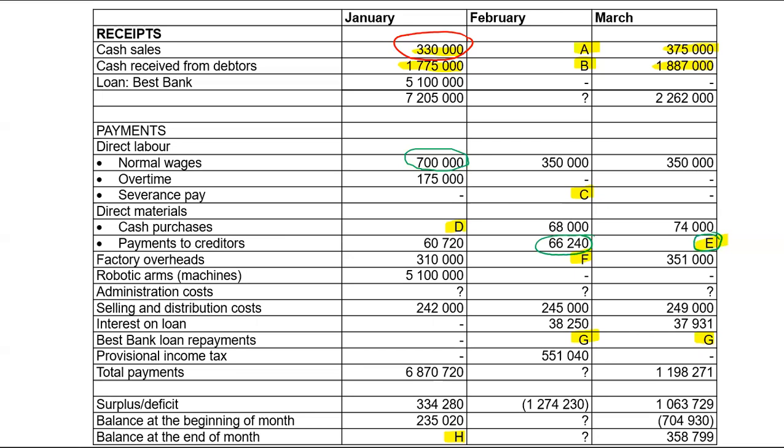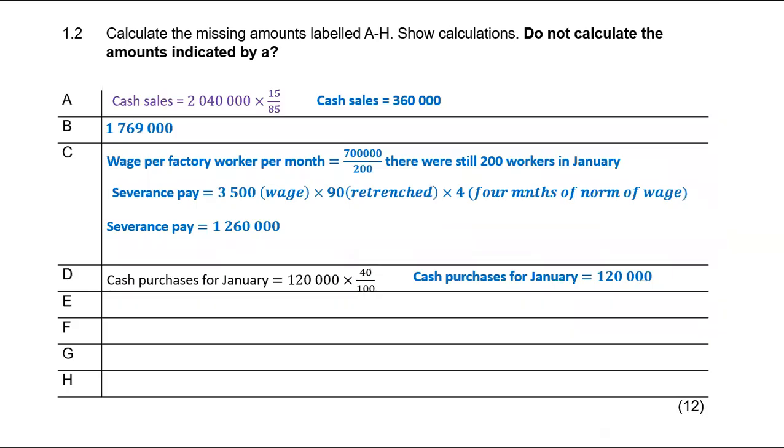Now, for me to be able to calculate E, I will simply say that payment to creditors will be equal to, you have to check what you have. Do we have credit purchases for February? The answer is no. The only thing that we've got that relates to purchases is the cash budget.